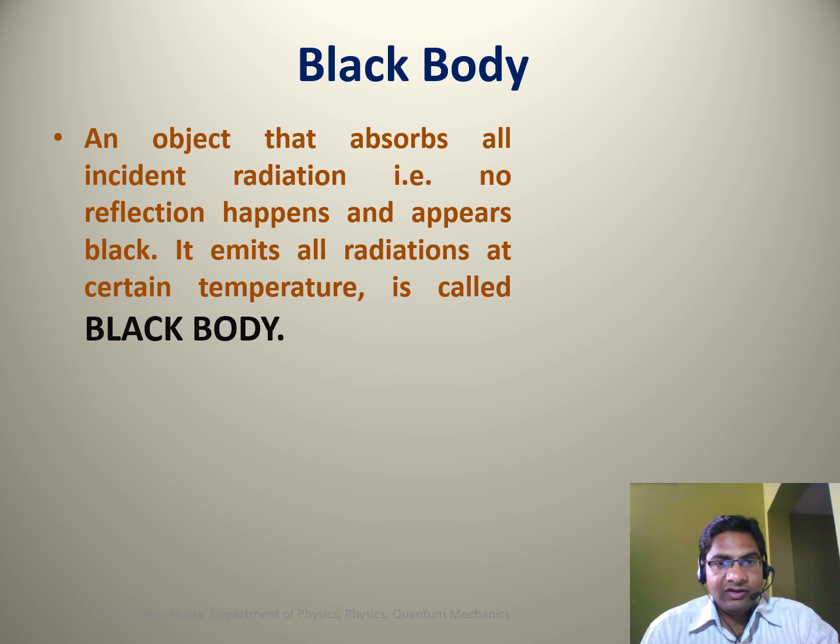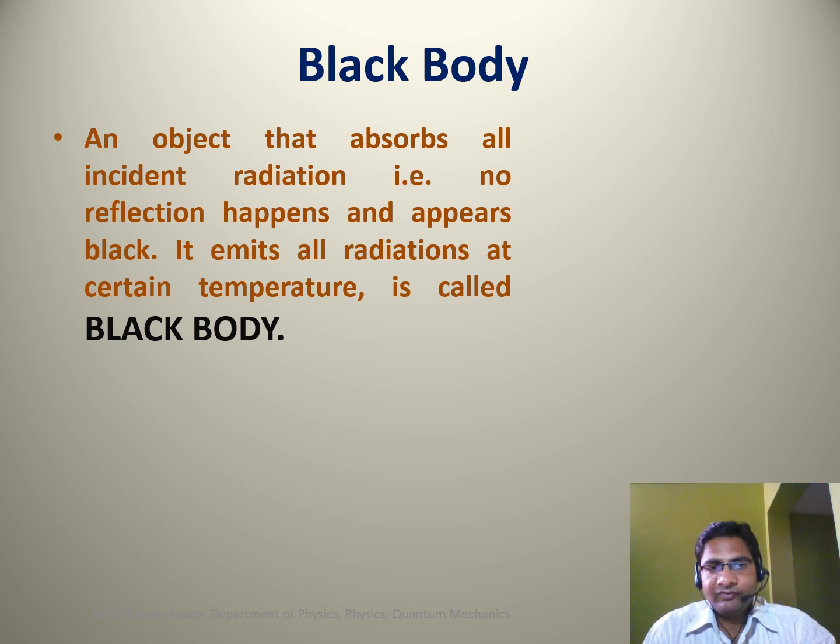If it is not reflecting anything, it will appear dark. It means that it will appear black. So anything which is not reflecting any radiation, there will be absence of color. We will not be able to see. So the absence of color is black. So any body which is reflecting all the radiations falling on it will appear white, and any body which doesn't reflect anything or absorbs all the radiations falling on it will appear black.